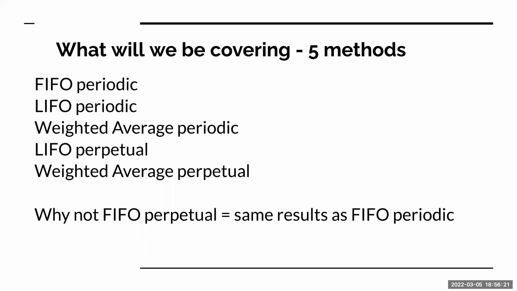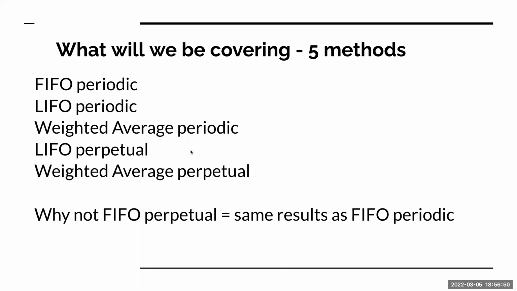But right over here, we're going to be looking at FIFO periodic. We're going to look at LIFO periodic. We're going to look at weighted average periodic. We're then going to look at LIFO perpetual. Then we will be looking at weighted average perpetual. We are not going to do FIFO perpetual because the results are exactly the same as FIFO periodic. So over here, we're going to cover 3 periodic methods and 2 perpetual methods.